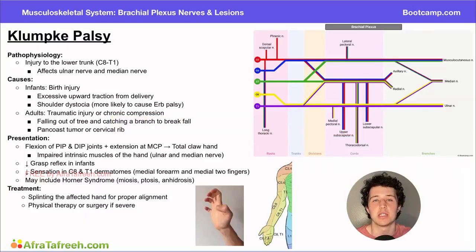My name is Jonathan and today we are continuing to go over another pathology of the brachial plexus, Klumpke palsy. Let's hop into it. Starting with the pathophysiology, Klumpke palsy is usually defined as the injury to the lower trunk, which is traditionally C8 and T1.